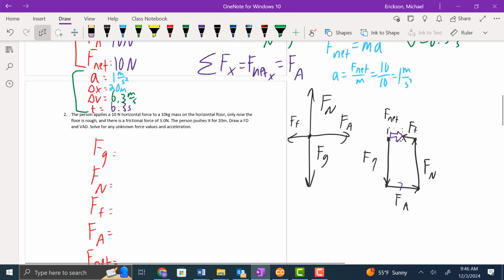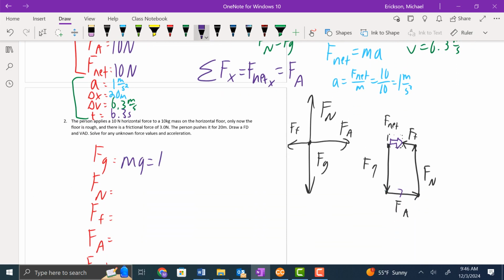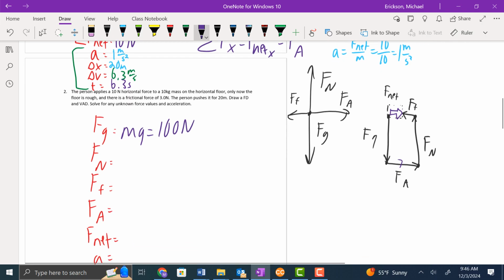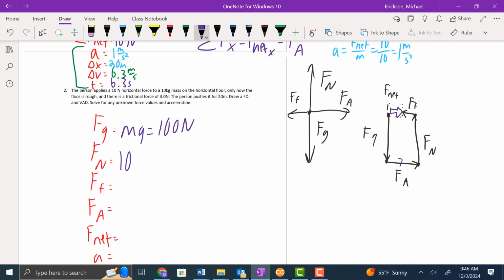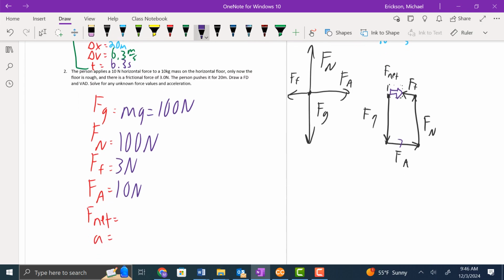Alright, for the same reasons as last time, Fg is still 100 newtons. Mg, you end up getting 100 newtons. Fn, it's still balanced vertically. Alright, let's talk about this. They give us that friction is 3 newtons and applied is 10 newtons. But now let's try to find F net.